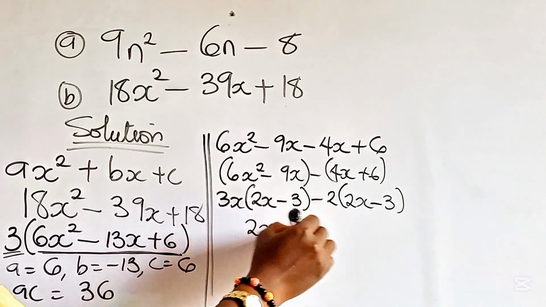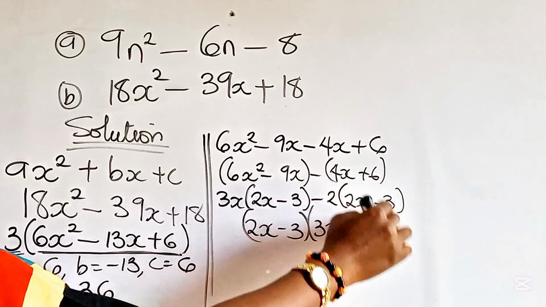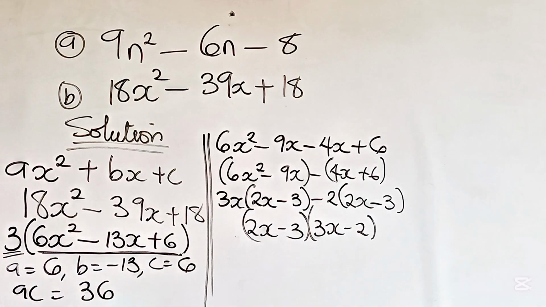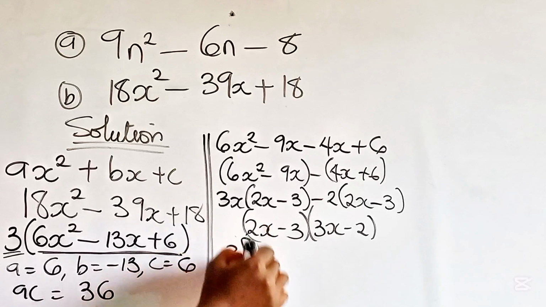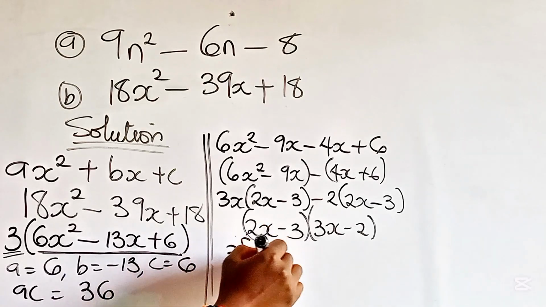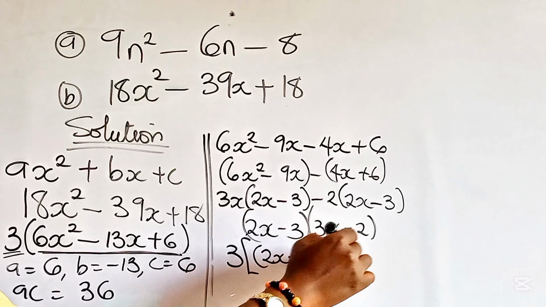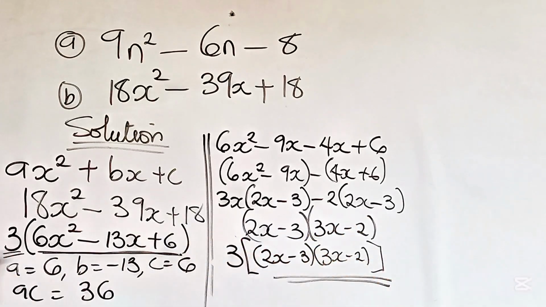So we have 2x minus 3, 3x minus 2. So this is not our final answer. Our final answer is going to include this highest common factor we factored out initially. So we are going to have a 3, let's open 2x minus 3, 3x minus 2, and this is our answer.